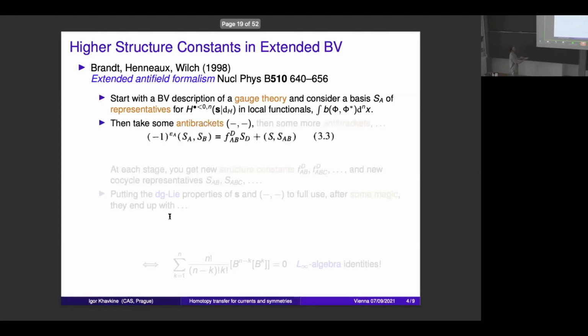Well, these are things that we can take antibrackets of, and that's precisely what Brandt, Henneaux, and Wilch, BHW, did. So they took some brackets of them. All right, so they got some results. It turns out that you get something that looks a bit like structure constants of a Lie algebra, but then you get some corrections which are BV exact. Okay, then you take some more antibrackets, and you take antibrackets of these guys with these guys, you see some more structure constants appearing.